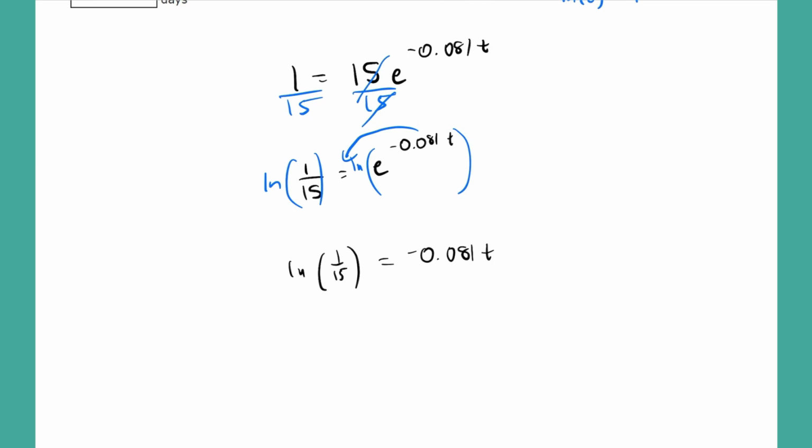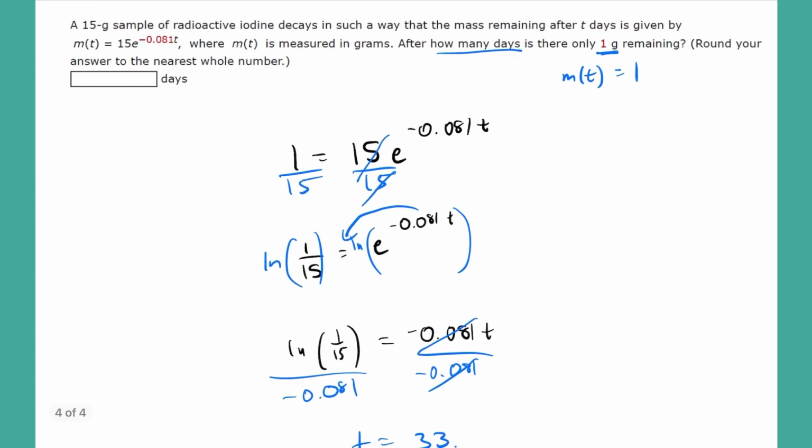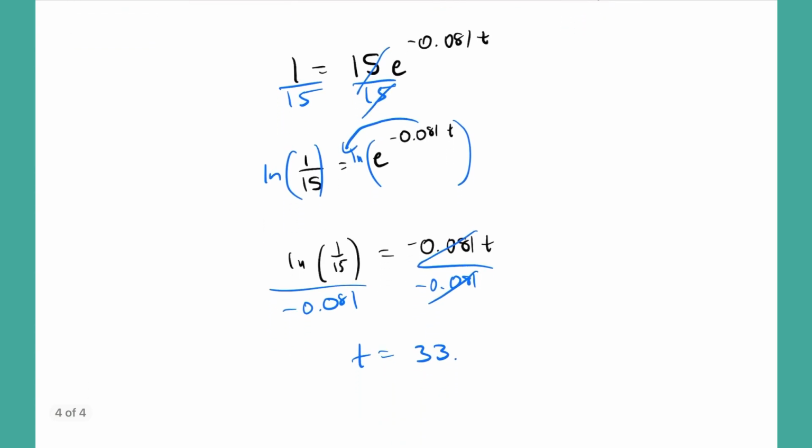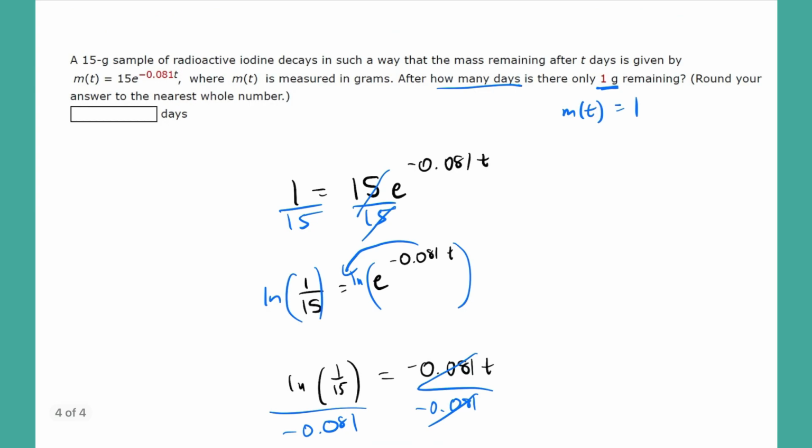And now we can solve by dividing both sides by this coefficient. So t will equal natural log of 1/15 divided by negative 0.081, which is 33.4. They want us to round to the nearest whole number, so that would be 33 days. All right, and that concludes this section.